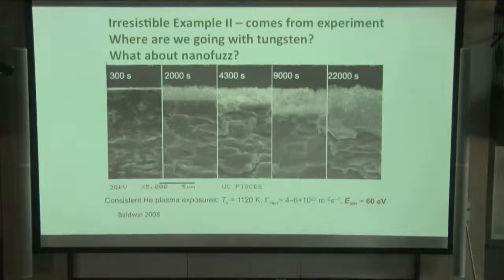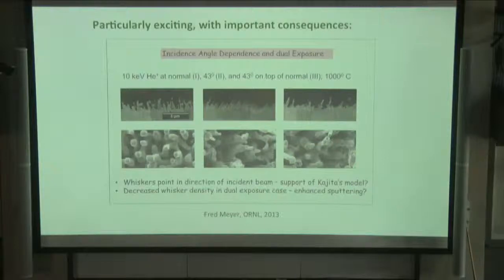So the general situation is that you don't have normal impact of deuterium in the reactor. All these experiments were done under normal impact. Okay, so Fred Meyer from ORNL last year finally did the experiment I hoped he would do, and this is normal impact, then 43 degrees impact. You see it is growing in the direction of the impact, which erases a number of theories that were made in the time when only normal impacts were there.